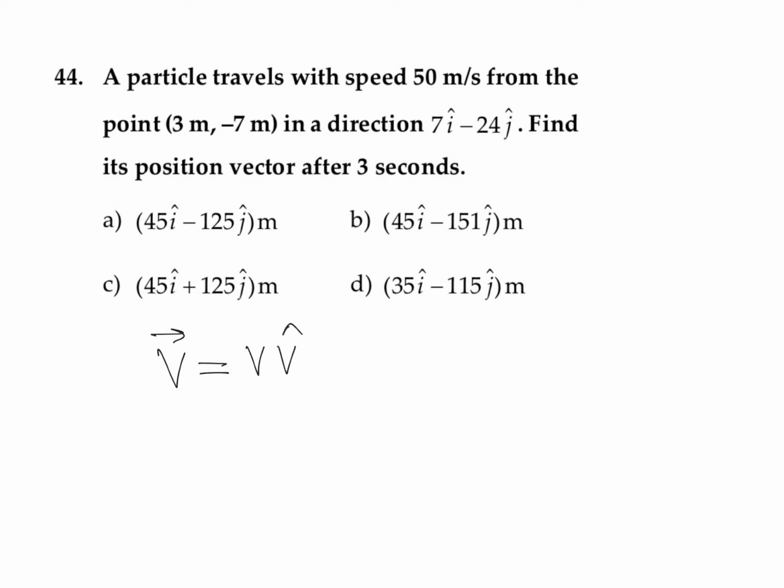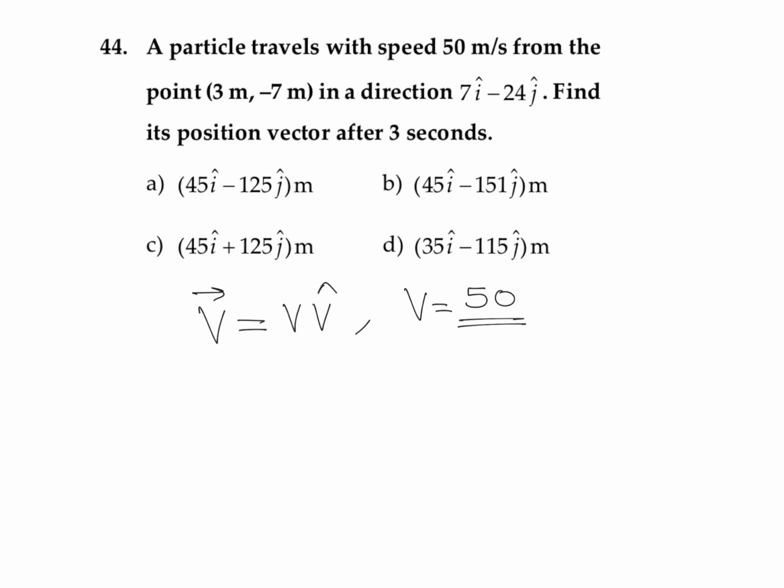Velocity vector is v times v cap. The magnitude of velocity, which is known as speed, is given as 50, and the direction is given by a different vector. So we can find the unit vector along the direction. This v cap can be written as the direction 7i cap minus 24j cap divided by its magnitude, because a unit vector is a vector divided by its own magnitude.